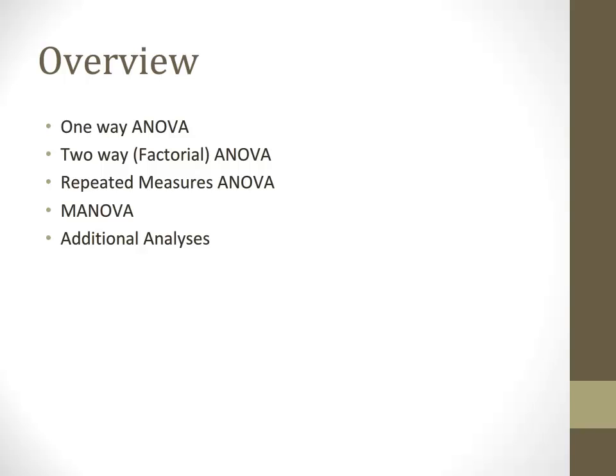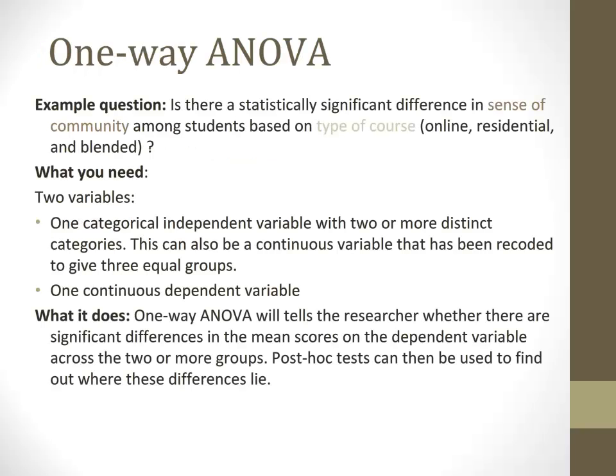We're going to look at when a researcher might use each of these and what a researcher needs to conduct each of these analyses. So let's go ahead and start talking about a one-way ANOVA. A one-way ANOVA is used to compare the means on a quantitative outcome variable across two or more groups. So a researcher needs to have two variables.